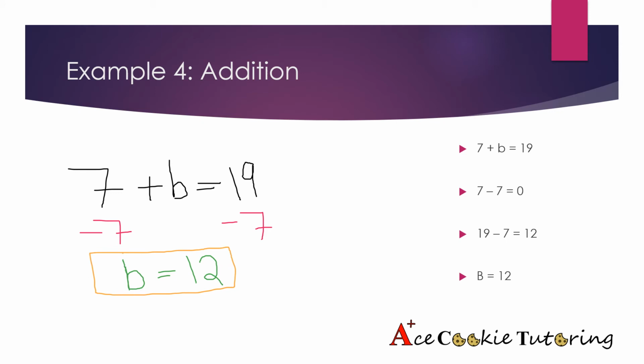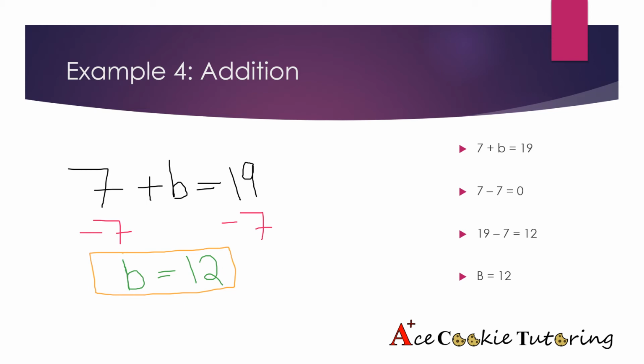Okay, you made it this far. This is the last example, and a lot of times addition problems are pretty simple for most of my students. So hopefully you are the same way, and this is just a refresher for you. If not, that's totally okay. We'll walk you through it step by step. So I've got example number 4, and it is 7 plus b equals 19.